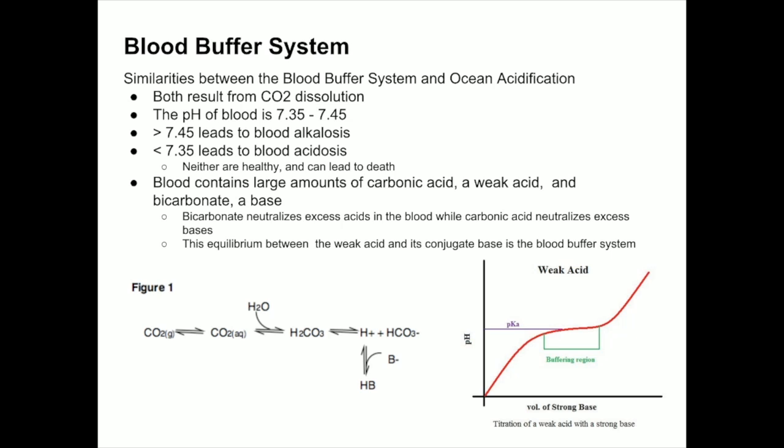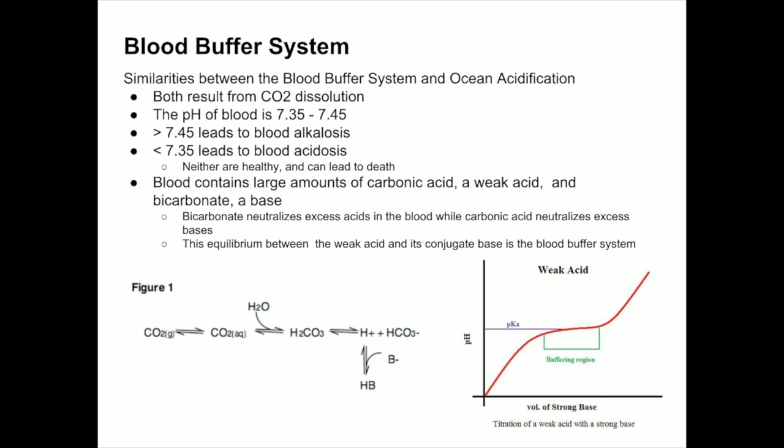So as we know, the healthy pH of blood is 7.35 to 7.45. Greater than 7.45 leads to blood alkalosis, and less than 7.35 leads to blood acidosis. And I just want to make a point of saying that this is the same for the oceans. Too acidic or too alkaline, and organisms can't properly function. As we know, neither is healthy. You have to stay in that healthy range, or this can lead to death.